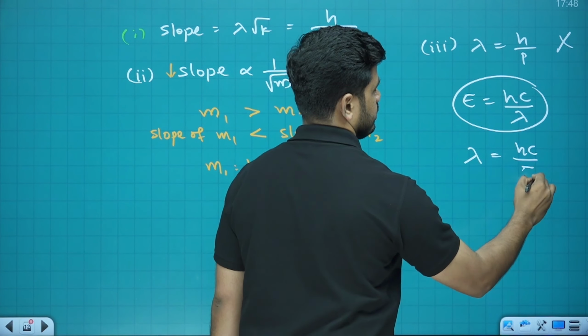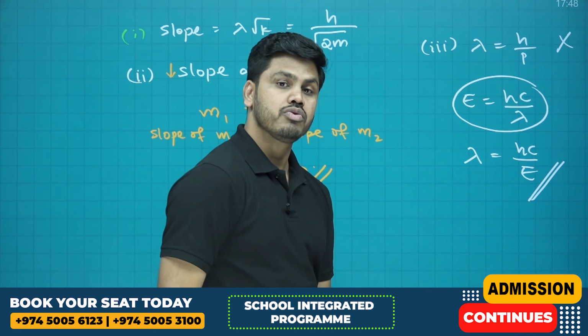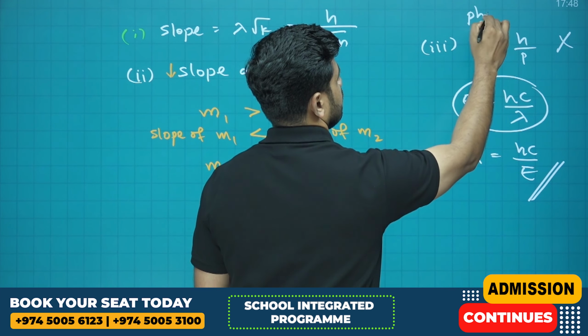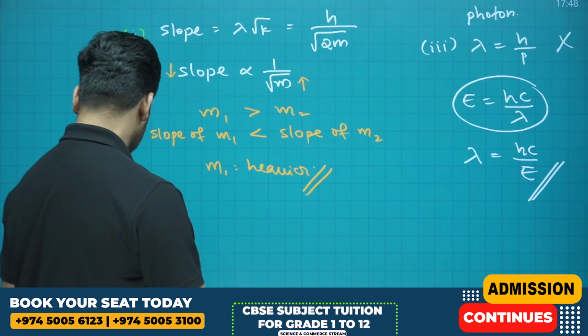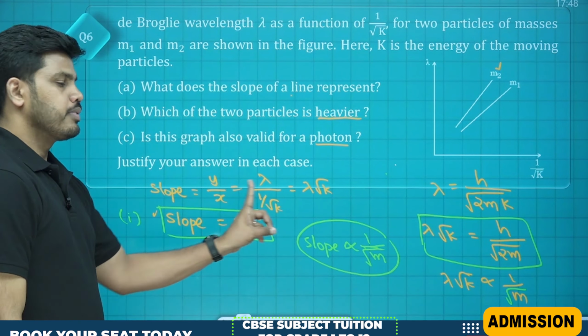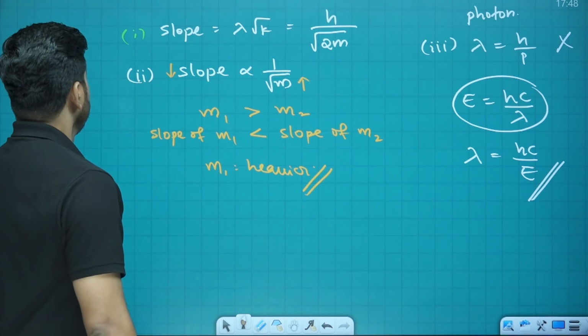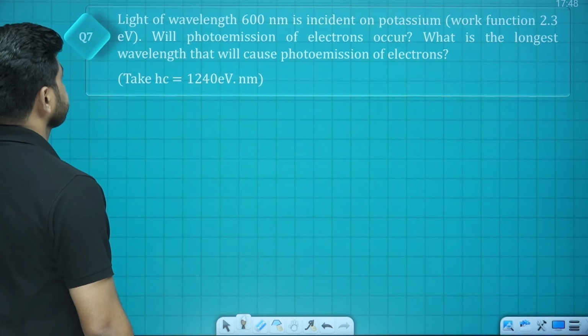Lambda is equal to hc by E. This is how we represent or calculate the wavelength of the photon. See, for a photon, this is not valid. So your answer should be no, we can't. That is not possible. Yes, fine. Then next question.